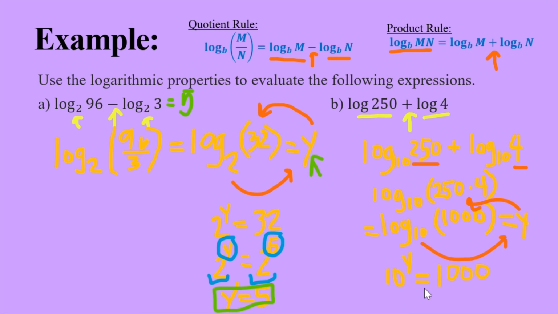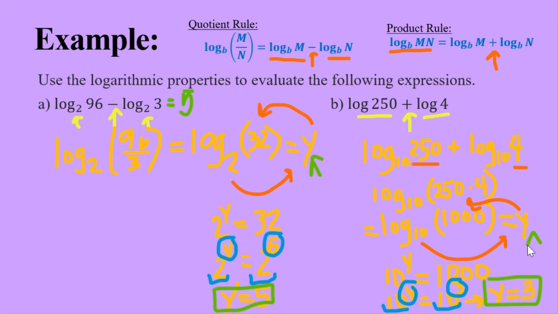And so now we want to see if we can get the same base on both sides here. Here I have a base of 10, here I technically have a base of 1,000, but I can rewrite 1,000 as 10 to some number. And of course 10 to the 3rd power is the same as 1,000. So now that I have the same base on both sides, that means my exponents must be equivalent. So therefore, y must be equal to 3.